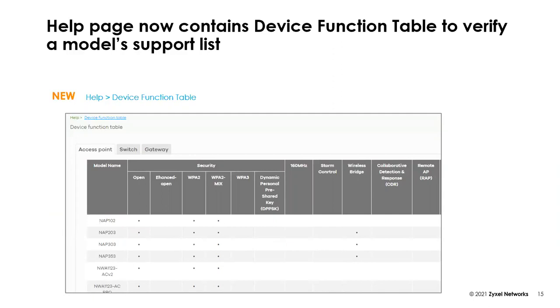Another nice thing here, if you go to the help screen, there is a device function table you can pull up, and it'll help break down, based on access point, switch, or gateway, which features are available on which products. So back in the early days of Nebula, the same feature was available on every device. The problem we ran into was new features come along and the old hardware can't support it. So now we've made it easier for you to figure out, hey, I want to use WPA3. You can quickly reference which of our APs have the ability to support that.